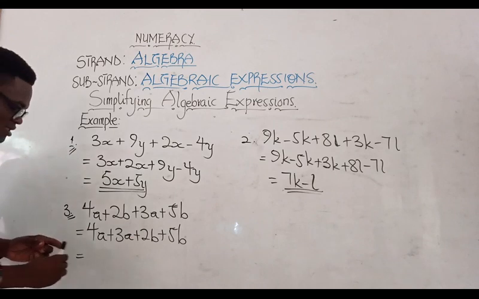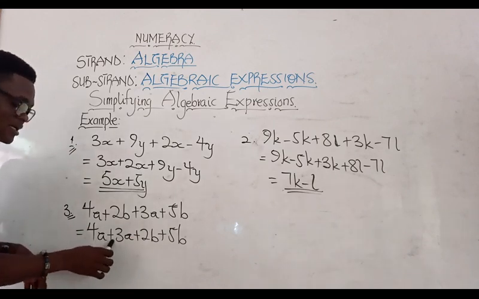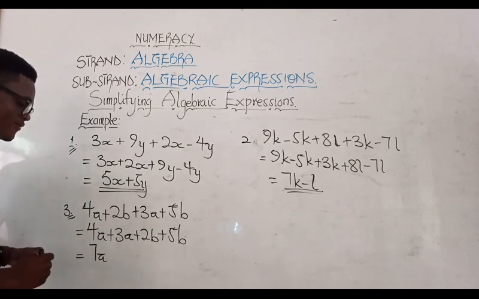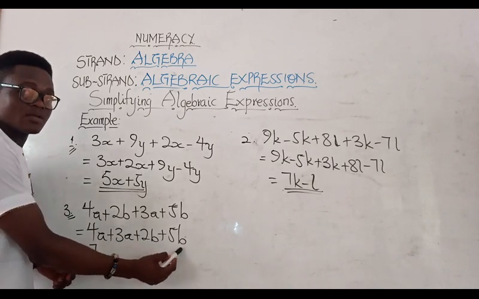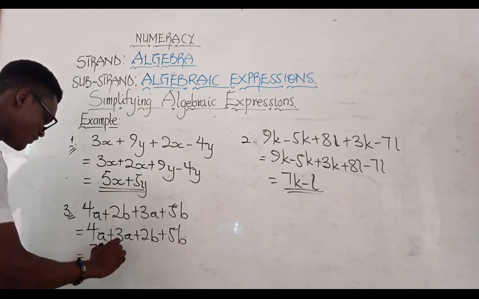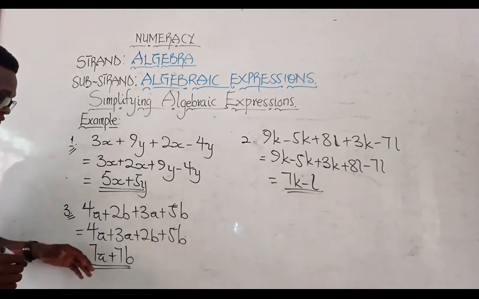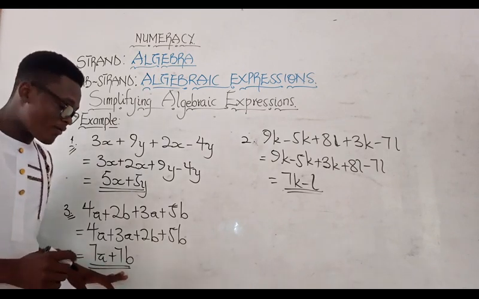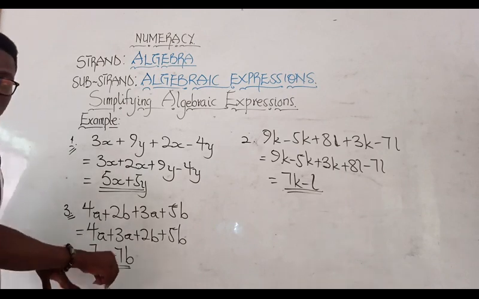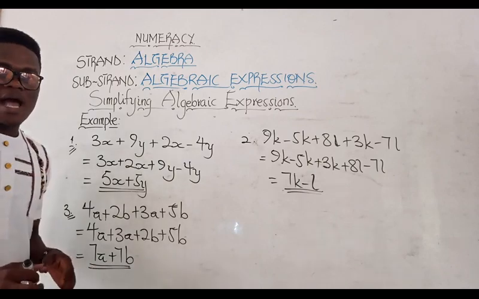So let's add. So 4 plus 3 will give us 7. So therefore 4a plus 3a will give us 7a. Then we have 2b plus 5b. 2b plus 5b will give us also 7b. So these are the final answer. So therefore the simplest form of this expression is 7a plus 7b. You can't simplify further because the terms over here do not look alike. I believe you are clear with it.